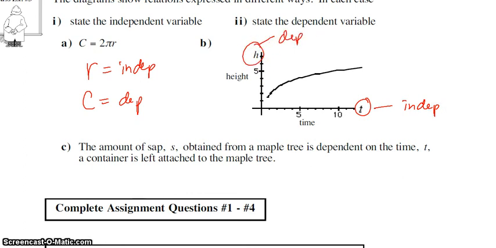The amount of sap S obtained from a maple leaf is depending on the time a container is left attached to the maple tree. Usually it says it's depending on the time. So S is depending on time. Time is an independent variable usually because time just keeps going. So time is independent, and all other things depend on time. So in here, S is dependent and time is independent.